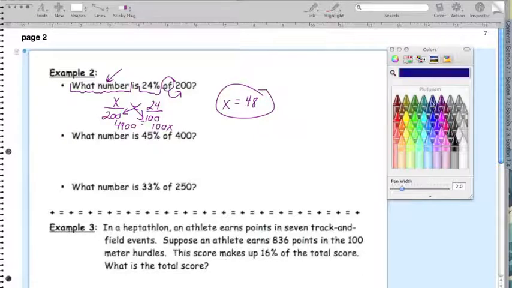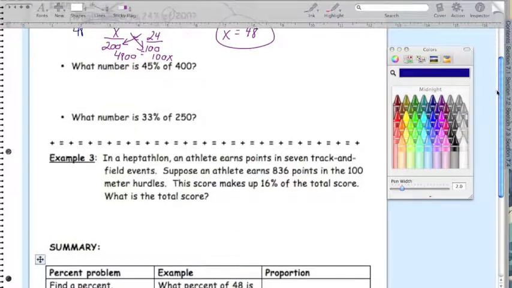Now with all things you do in math, it's always a great idea to see if it makes sense. If I were to cross this out and say 48, because that's what we said our answer is, 48 is 24% of 200. Does that make sense? Well, 24% is almost 25%, which is a quarter. 1/4 of 200 would be 50. So yeah, 48 sounds very reasonable to be 24%. It makes sense. Let's try the next one.